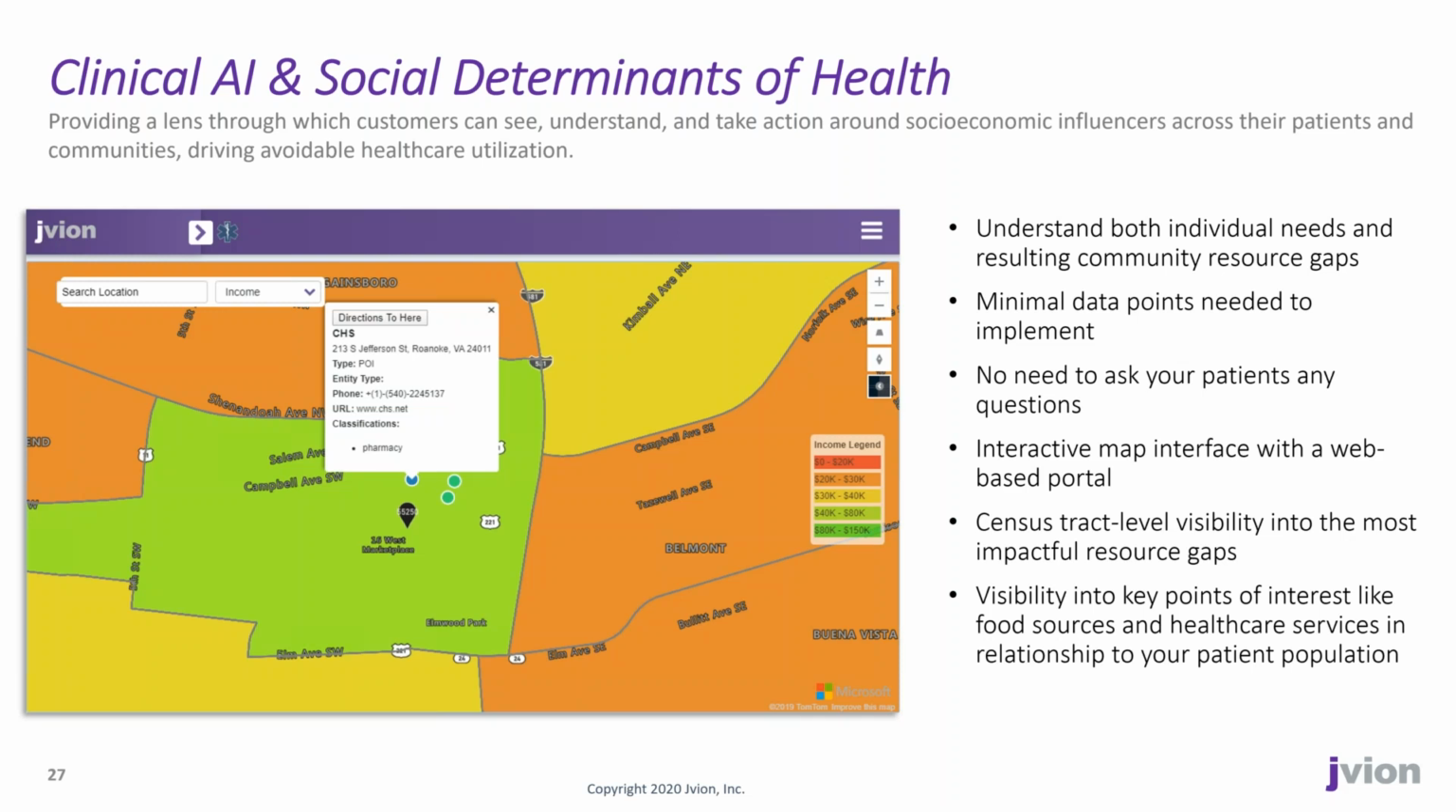And why would you want to combine this with Azure Maps? Because it provides an understanding of both individual needs and resulting community resources. As you can see here, you're able to understand descriptively the income of a census tract, and actually this is the income of one of our clients' patient populations in that census tract. You're able to pull points of interest and where the grocery stores are, where the pharmacies are, where the health systems are, and begin to get really decent insights from the visual.